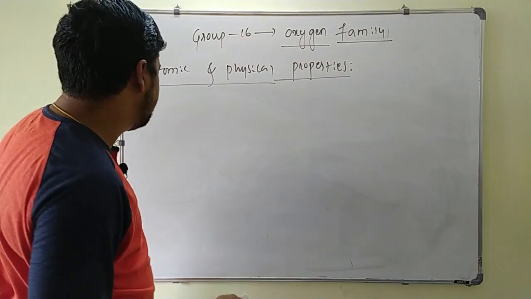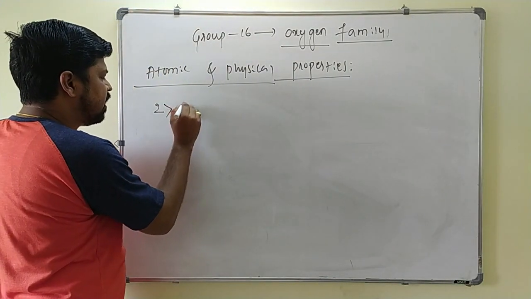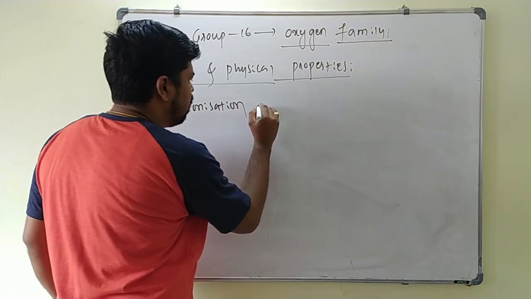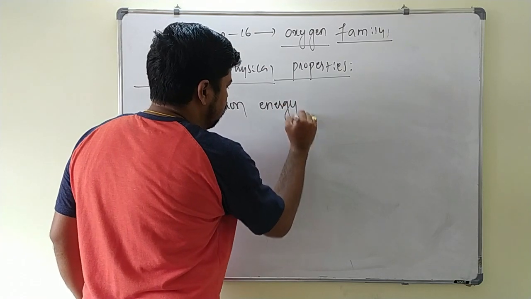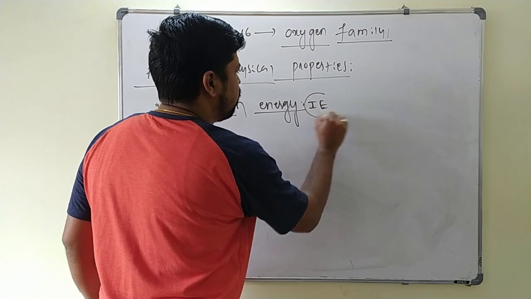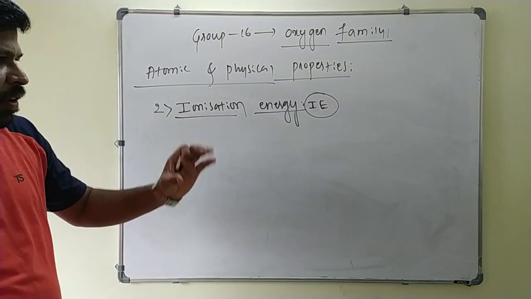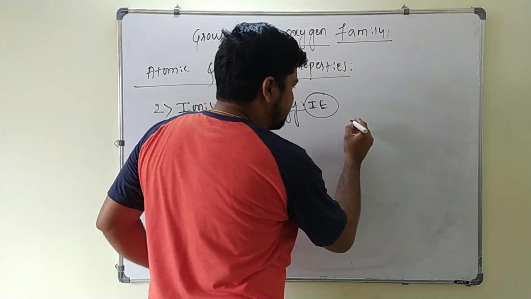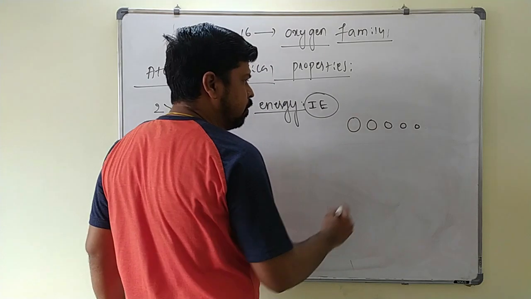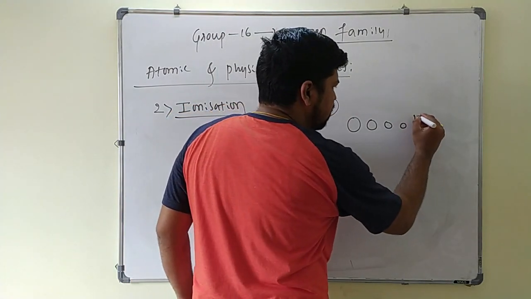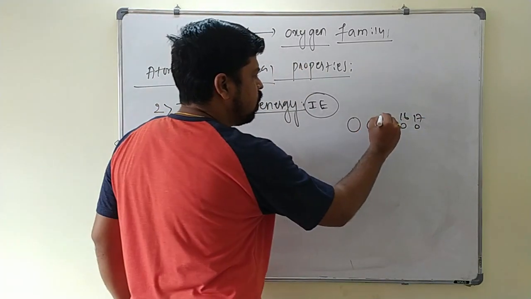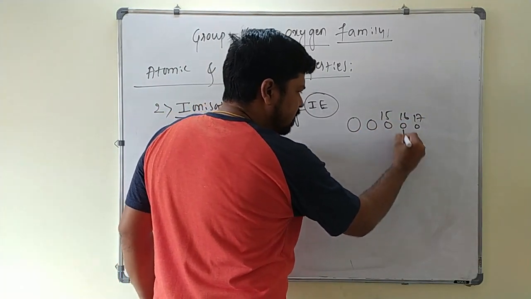The next point is ionization energy, that is the second point. We will discuss the ionization energy of group 16 elements here. We already know that from left to right atomic size is decreasing, up to group 17. So if it is group 17, immediately before this one group 16 will come, and this is group 15.